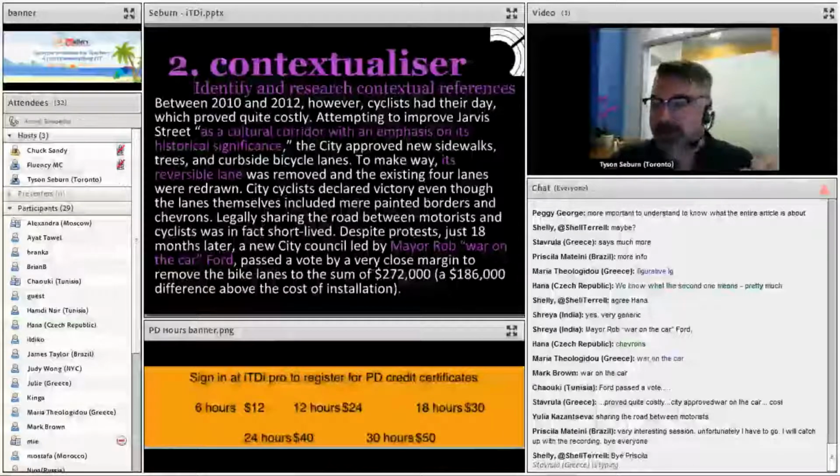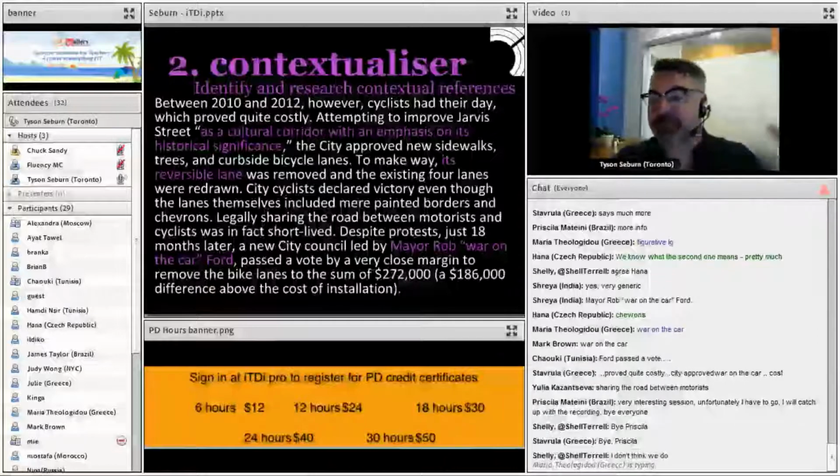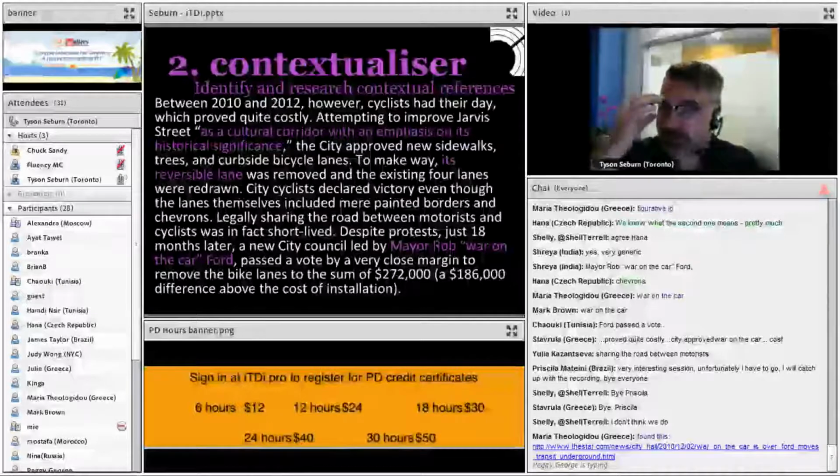And I picked this one because I thought it might not be something that's so intuitive to everybody. Like, what is a reversible lane, right? You might not have them in your city, and if you don't, it's kind of a key point of this text, and by extension, the rest of the text as well. So I think the contextual references like these two might be good ones to look up.